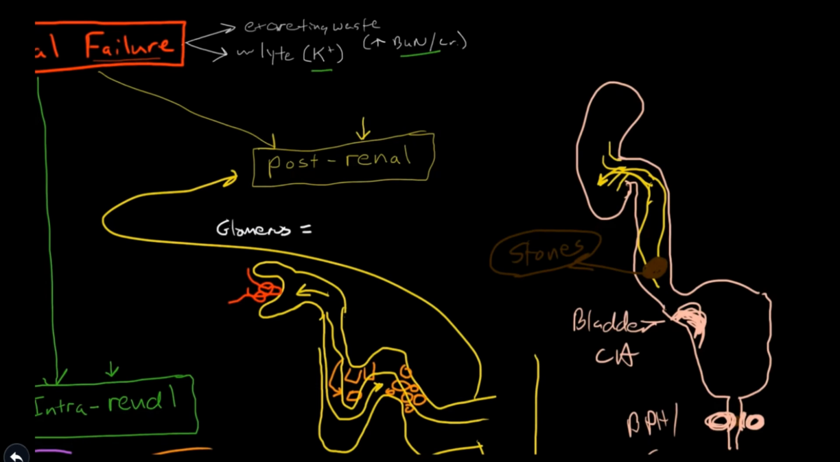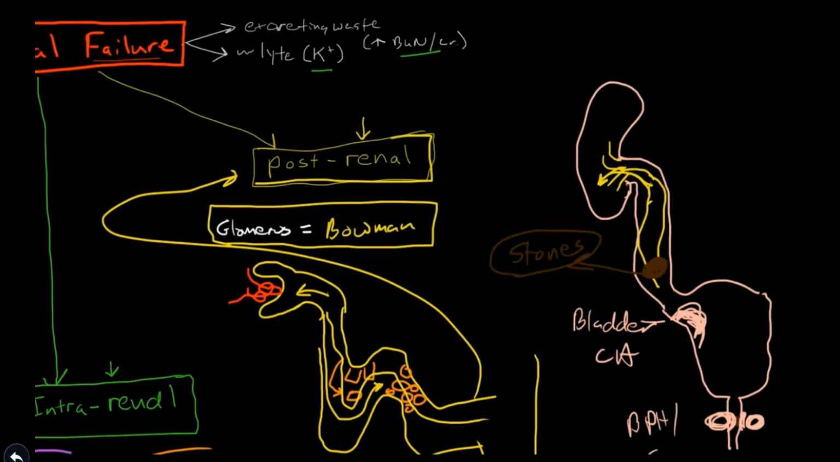Remember, because filtration pressure is caused by a difference between the high pressure in the glomerulus and the low pressure in Bowman's capsule. But if you increase the pressure in Bowman's capsule, then you're no longer going to have flow of filtrate across the glomerulus, and this will again interfere with the kidney's ability to function, and you'll end up with post-renal failure.